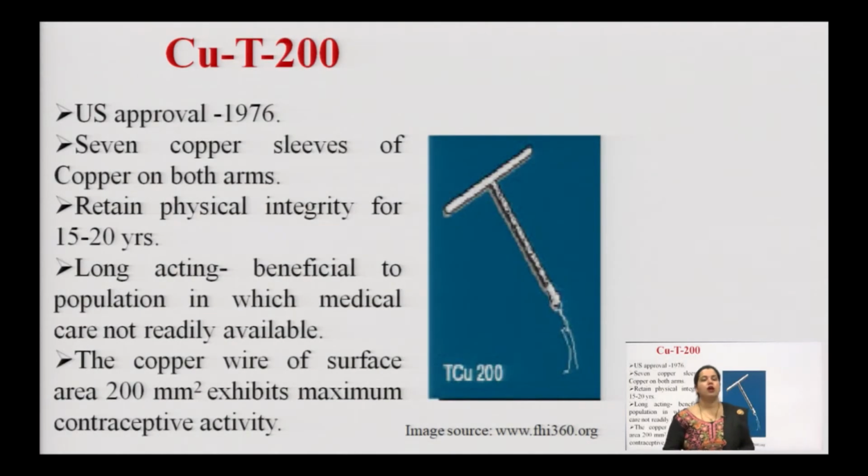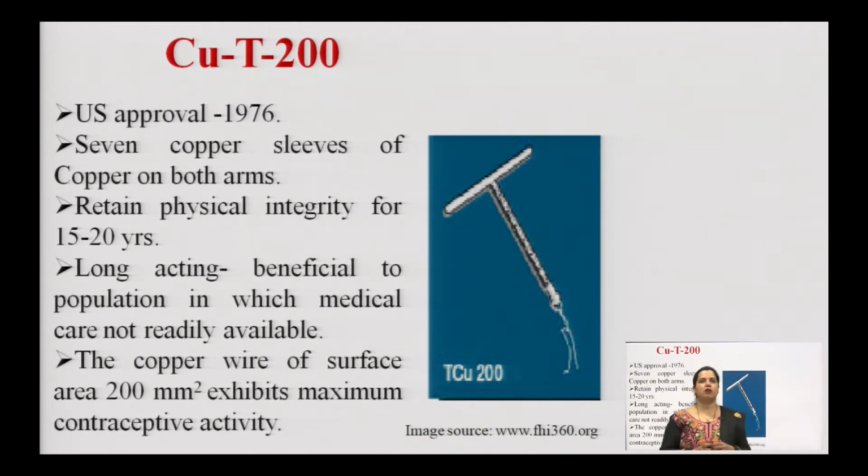So, now first is copper T200. It was approved in 1976 by the US authority and has 7 copper sleeves on both arms, right. The description is that all copper-bearing IUDs contain copper, but they have some different descriptions, termed 200, 220C and 380A.